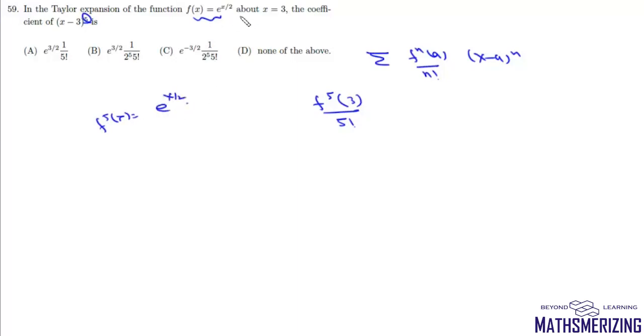Now I will differentiate this function 5 times, then f^5(x) will be e to the power x by 2, and then every time we'll get 1 by 2. So it will be simply 1 by 2 to the power 5. So this expression will be e to the power 3 by 2 into 1 by 2 to the power 5 upon factorial 5, and that's your option number B.